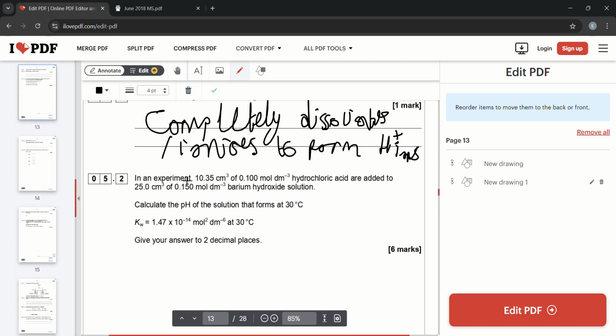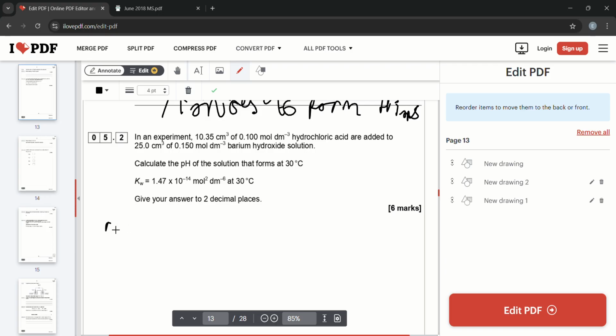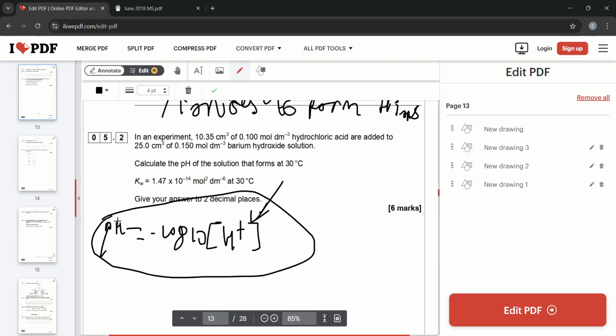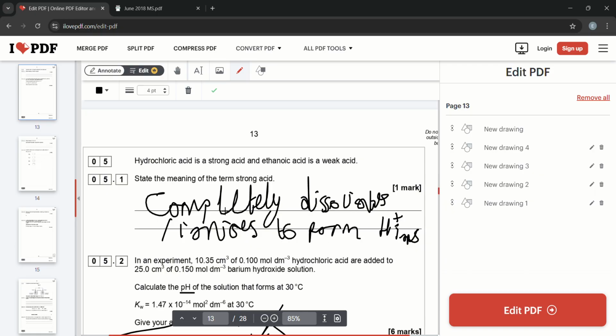5.2, an experiment: 10.35 cm cubed of HCl is added to this much barium hydroxide. Calculate the pH. So we know the formula for pH: pH equals minus log 10 of H plus. So what do we need to find? The concentration of H plus. That is such a nice way to start the question, because now you know what you need to find, and you can start to fill the dots in.